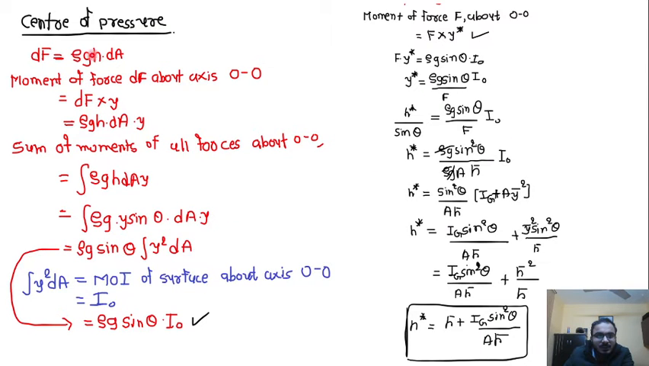The next thing we calculated was the center of pressure. That is done by taking the moment of the force dF about axis OO, integrating it, and equating it with the moment of the total force F about OO. By applying the parallel axis theorem here, we obtained the value of the center of pressure.